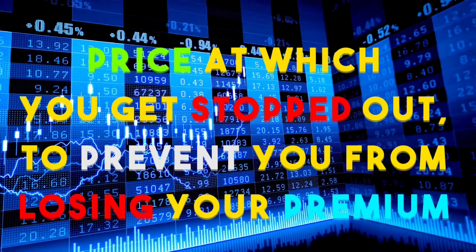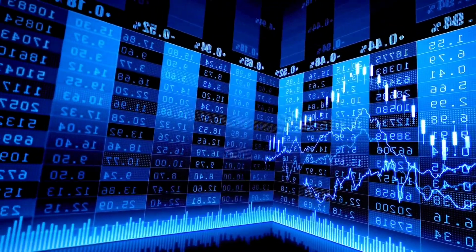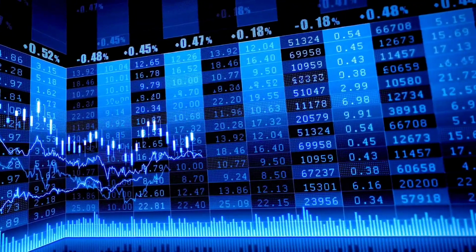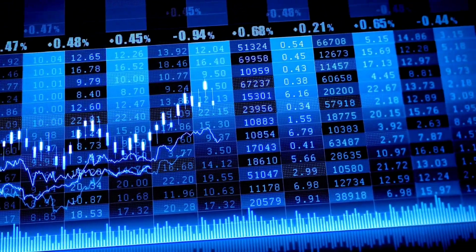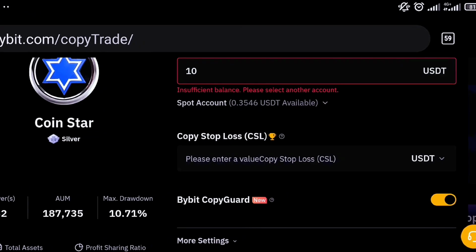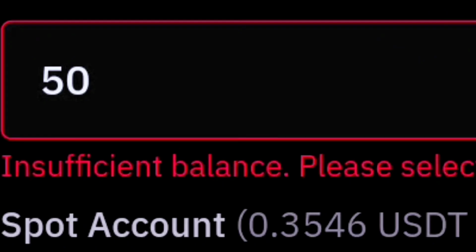This is the price that you will get stopped out at whenever the master trader has executed into the market and now the market is going against his trade. So once the level that you've set your stop loss at is reached, you'll be cut off from the trade to actually prevent you from losing all your premium. The minimum amount that you can actually invest with this type of trading is 50 USDT.